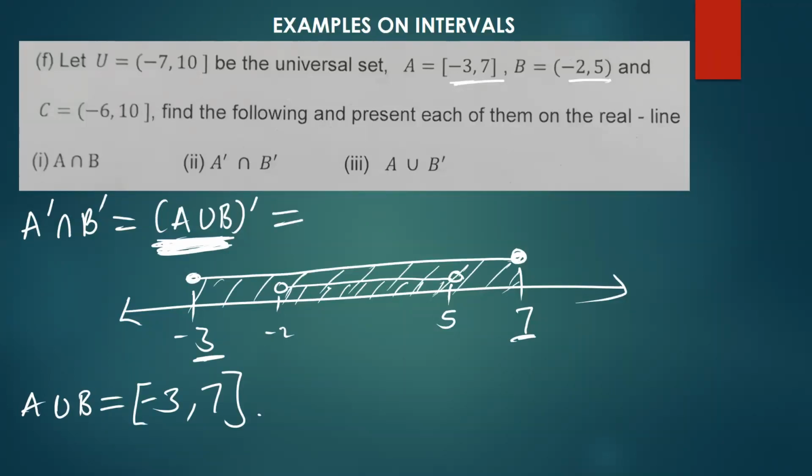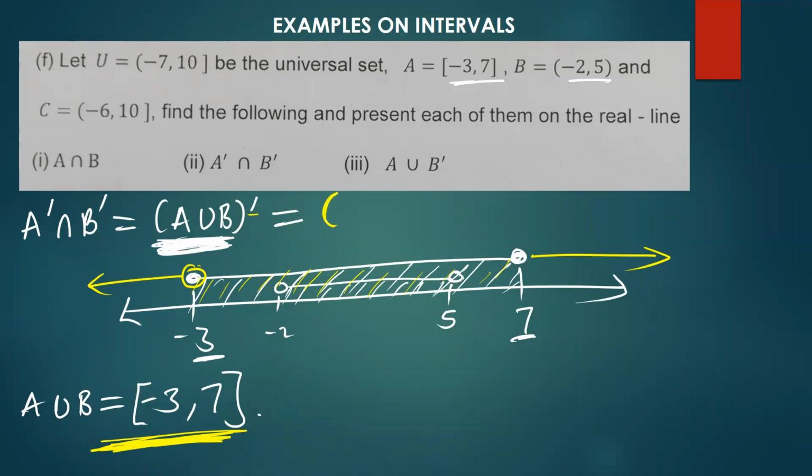So to get the complement of that, we simply get the numbers that are outside this. This whole part is the union. So now to get the complement, we're just getting the numbers that are outside the union set. So the complement will therefore be, so we're starting from what? From -3. Since -3 is part of A union B, it means that it's not going to be part of our complement.